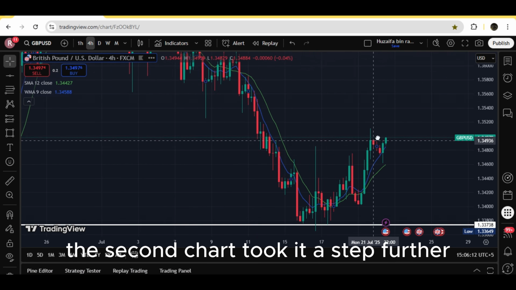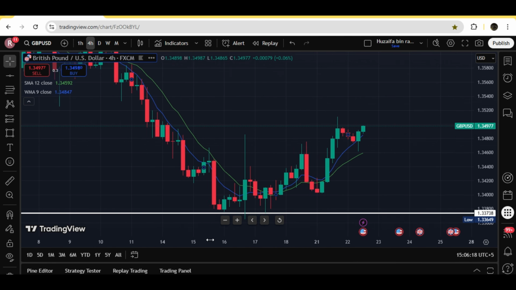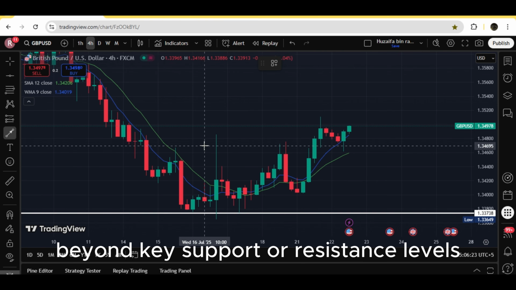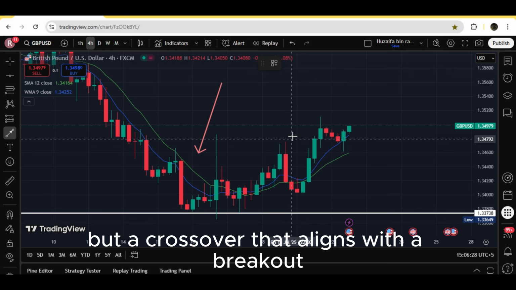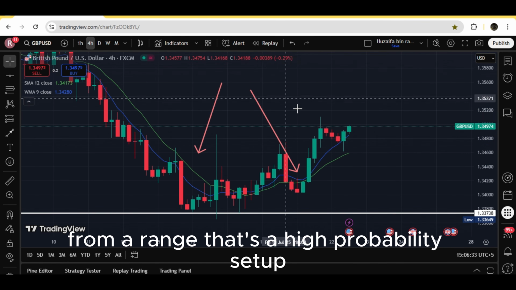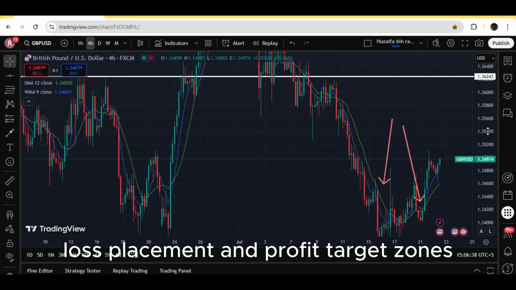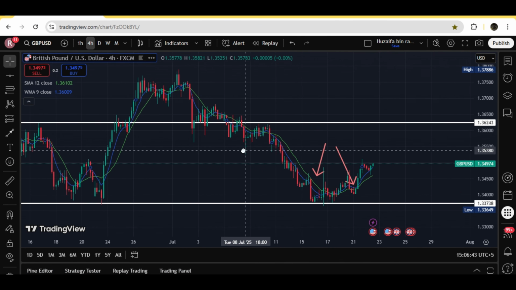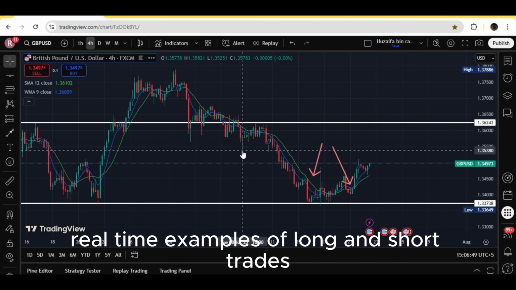The second chart took it a step further by showing how these crossovers perform in range-bound markets. It emphasized the importance of waiting for breakout confirmation beyond key support or resistance levels. A crossover without breakout might be a trap, but a crossover that aligns with a breakout from a range, that's a high probability setup. It also introduced proper stop-loss placement and profit target zones, teaching us how to manage risk and maximize reward intelligently.